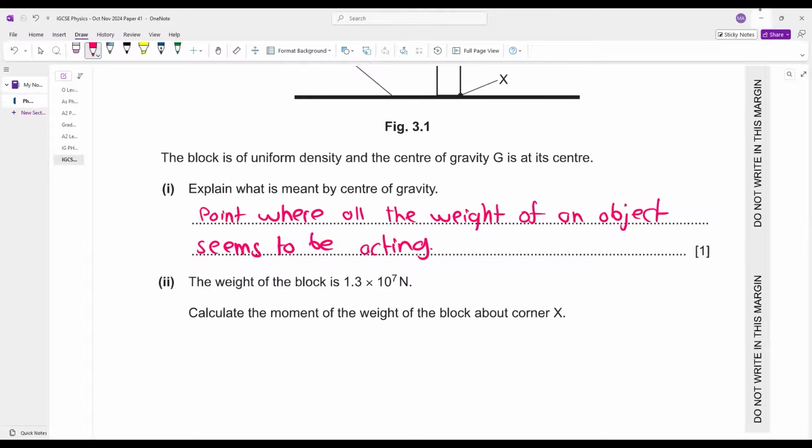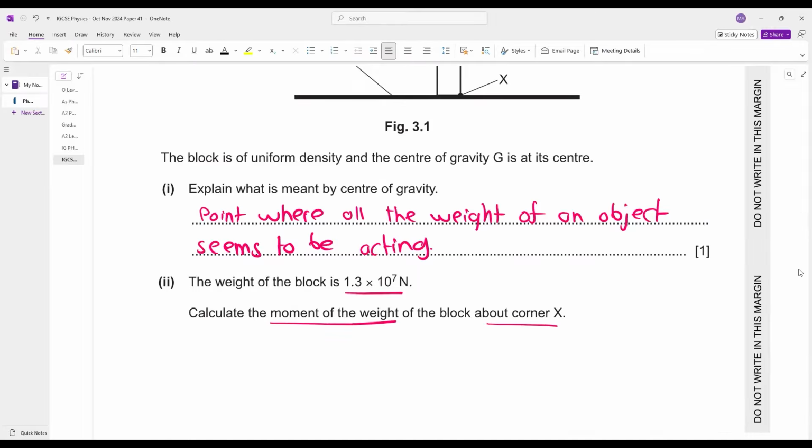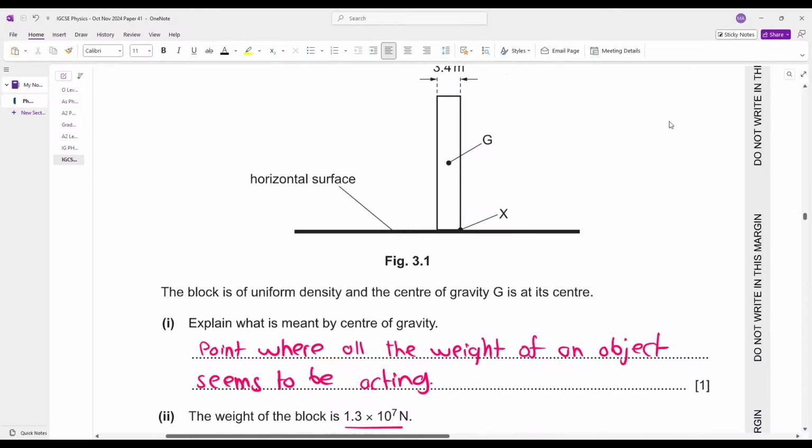Simple. The weight of the block is this. Calculate the moment of the weight of the block about corner x. अच्छा जी, weight of the block आपको given है. ब्लॉक का वेट क्या है भाई? 1.3 × 10 raised to the power of 7 Newton.